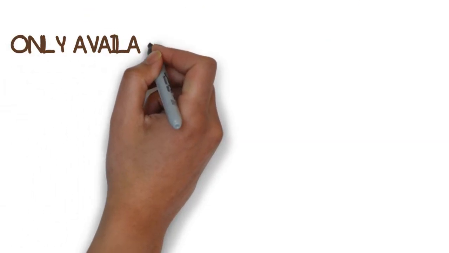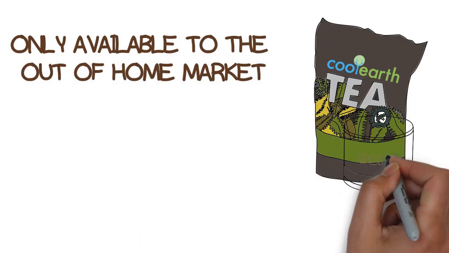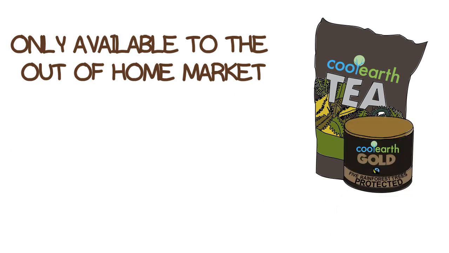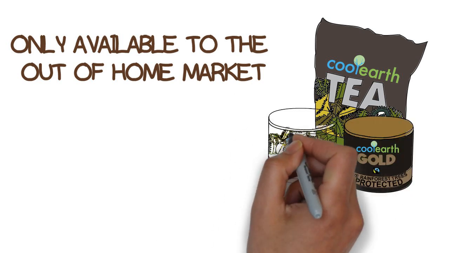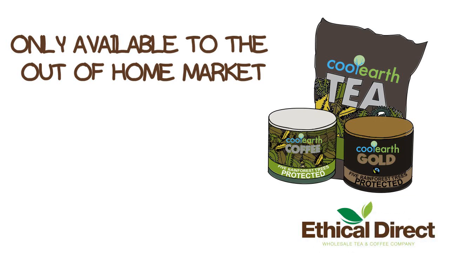Only available to the out-of-home market from Ethical Direct, the Cool Earth range includes 1-cup tea bags, a deliciously smooth Fairtrade Gold instant coffee, and now coffee granules, available in 750-gram tins.